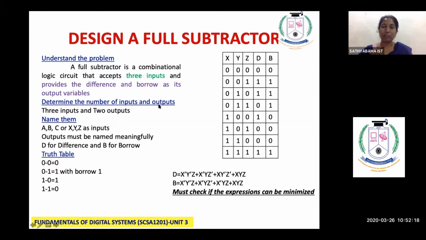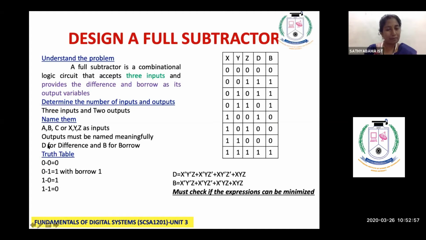So if you see the next question, we have to design a full subtractor. So if you have to design a full subtractor, again, you need not panic. Understand the question. So already we know what is a subtractor. A subtractor will have two outputs, and those outputs are nothing but difference and borrow. But full in digital logic circuit, whenever you hear the word full, it means three inputs. So we have three inputs and two outputs. So the next step you see, three inputs, two outputs. Then we have to name them. Again, our choice, either ABC or XYZ.